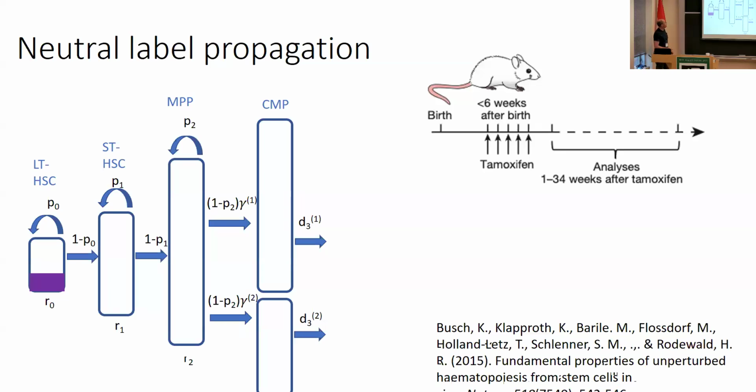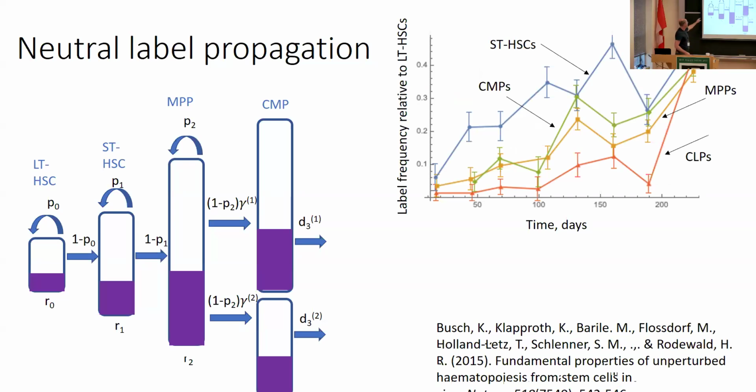What do you do? I mean, this was done by the group of Thomas Höfer in Heidelberg. You put a label that you can induce into the long-term stem cells over here. And then over time, you watch that label move from one compartment to the next. So it propagates to all the different compartments, because the long-term stem cells will divide and will differentiate out. The label will go with them. And so you can see how the label spreads through all of these compartments. And then you get something like this here, a graph of the label frequency of the cells over time.